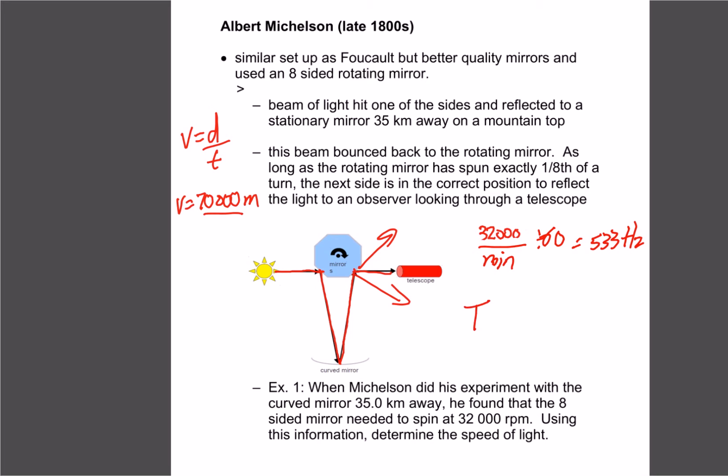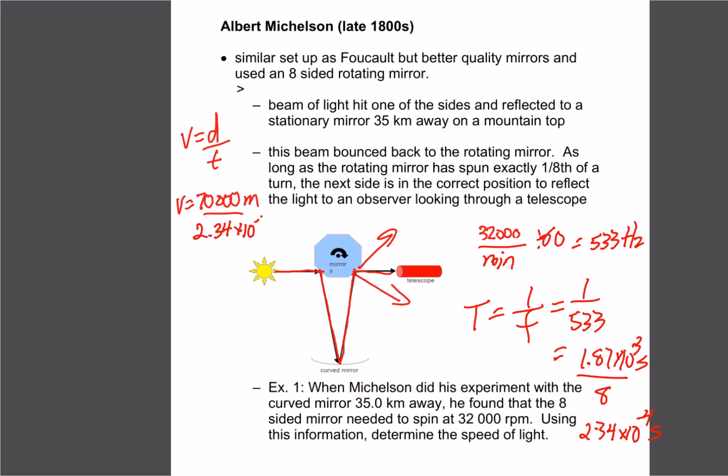So then what we want to do is actually get time. Remember, time is 1 over frequency. So we'd have 1 divided by 533, and that gives us an answer of 1.87 times 10 to the negative 3 seconds. Now we still have one little trick. Remember, that's the time for one whole revolution. We only want this to go 1/8 of a turn, so we actually have to divide that by 8 as well. So we end up getting 2.34 times 10 to the negative 4 seconds. So that's the number that Michelson would put in the formula.